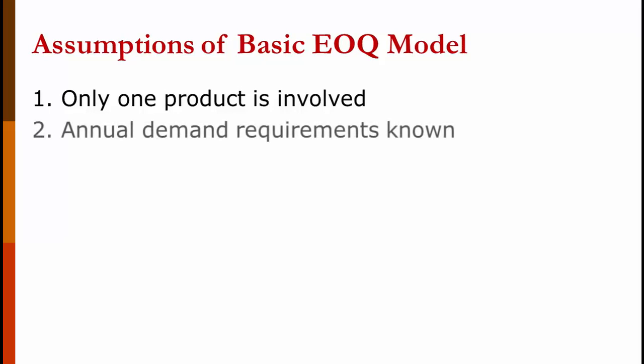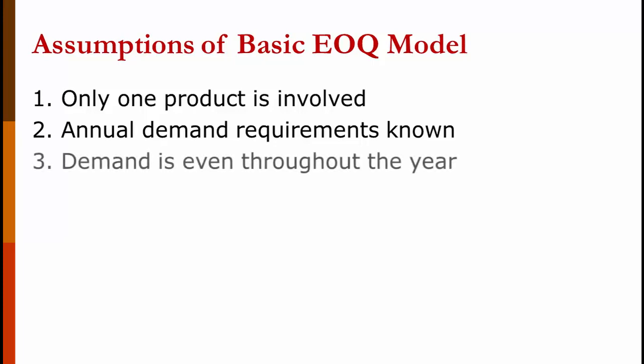2. Annual demand requirements are known. This could be from a forecast or it could be from historical data, but the annual demand is an input to the calculation, so you have to either know it or have a good approximation of it for the EOQ model to work. 3. Demand is even throughout the year. It's not. We know that. The closer it is to even, the better the EOQ calculations are. The less even the demand is, the less useful the EOQ calculations are. 4. Lead times do not vary.